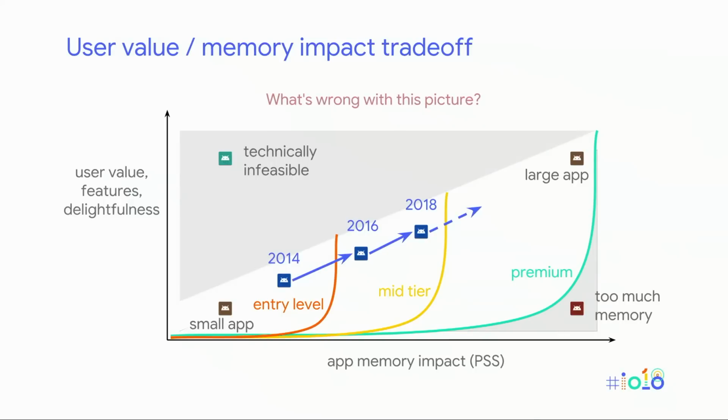Okay, there's something wrong with this graph. Does anyone know what it is? Well, let me see. The problem with this graph is that it's suggesting that an application's memory use is one number. So you give me this application, and I can tell you its PSS.